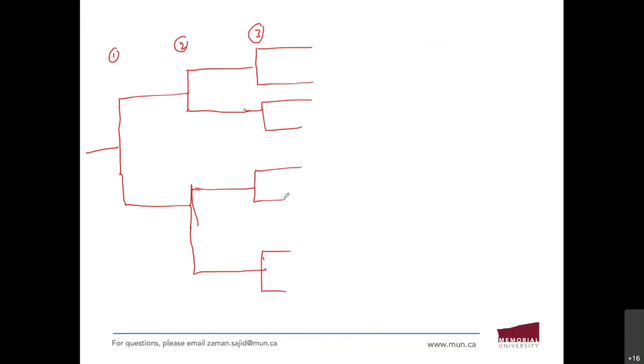Now the calculation procedure remains the same. So for the probability of your consequence, let's say I give it the name C1, that will be equal to this probability multiplied by this probability multiplied by this probability multiplied by the probability of your initiating event.